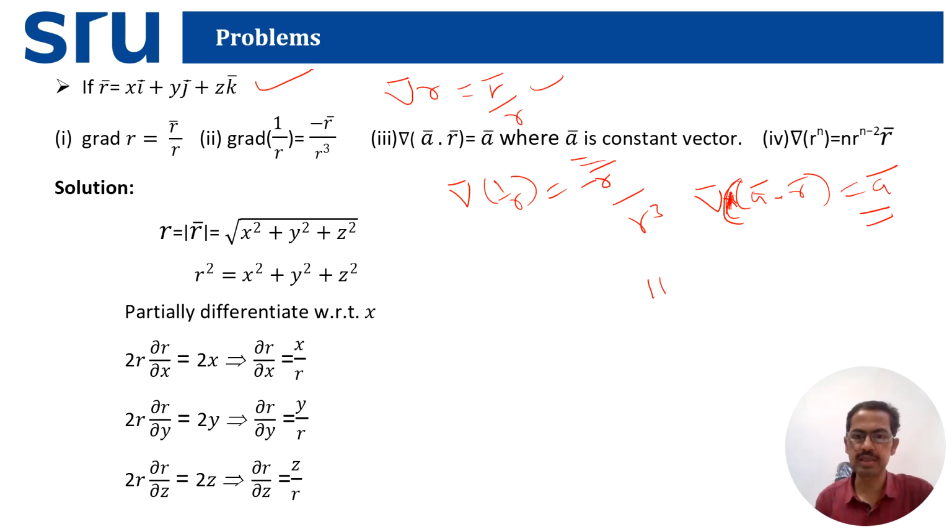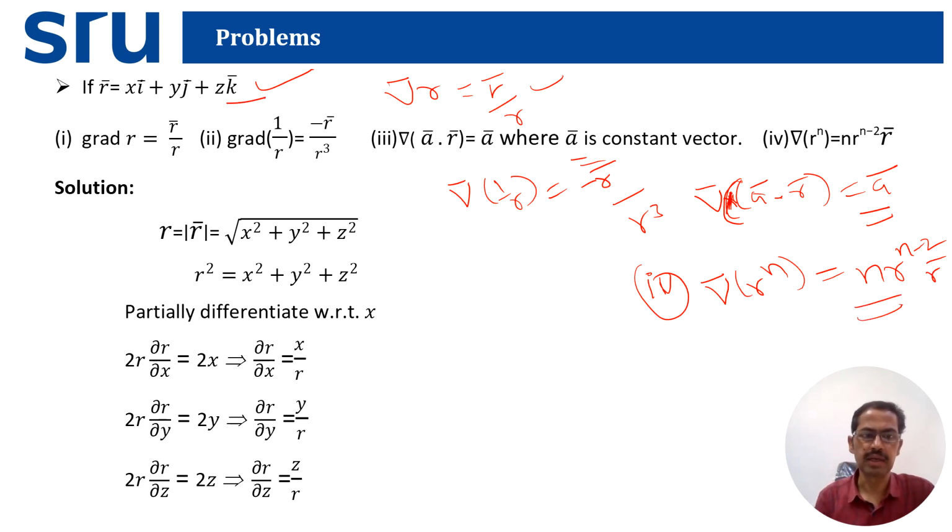Number 4 is, what is 4? Del r power n, or grad r power n, is n into r power n minus 2 r bar. Just using this r bar, we can prove this fourth one.